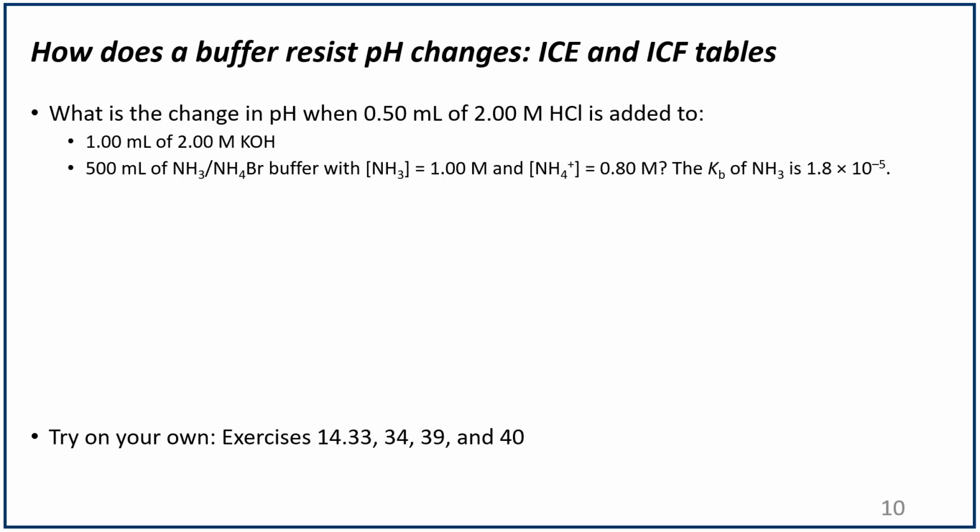So I would just like to rework this problem again to illustrate how a buffer resists pH changes. Let's say, for example, if you're adding a strong acid, HCl, into a strong base, KOH, the pH will drastically change. Whereas if you add the strong acid, hydrochloric acid, to a buffer, the pH will barely move or barely change. Okay, let's see the first case.